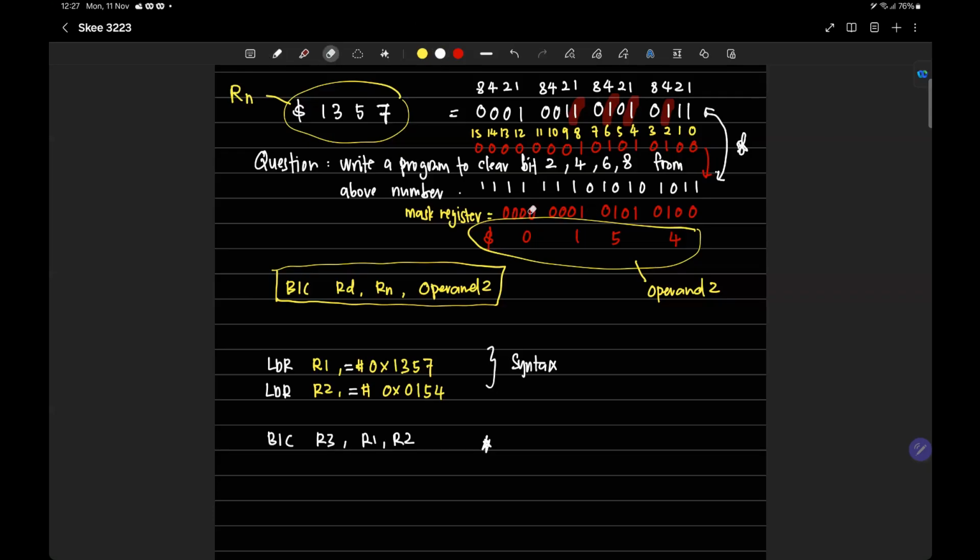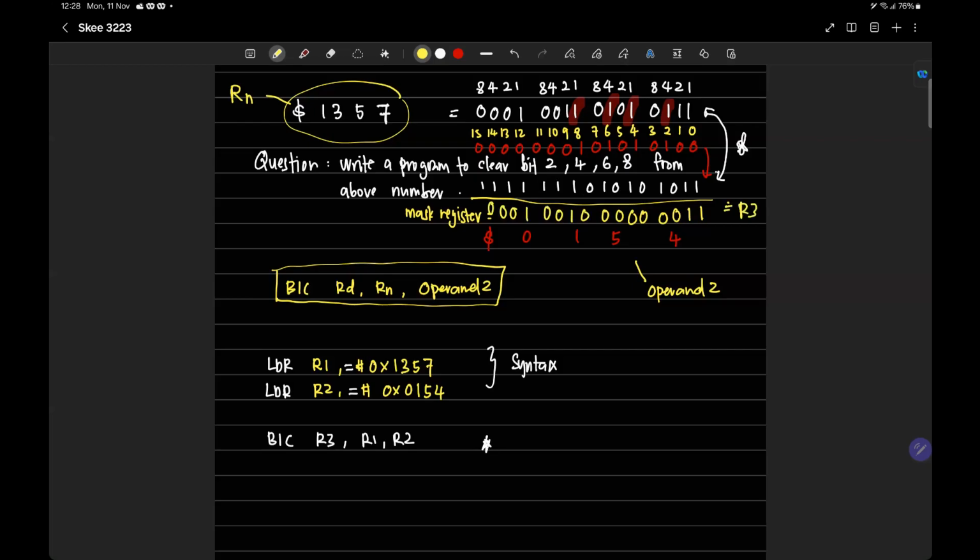I erase this one. 1 with 1, you will get 1. 1 1 is a 1. 0 1 is a 0. 1 0 is a 0. 0 1 is a 0. 1 0 is a 0, and this one 0 1 is a 0. 1 0 is a 0. 1 1 is a 1. 1 0 is a 0. This is 1 0 0 0, and this will be your R3.